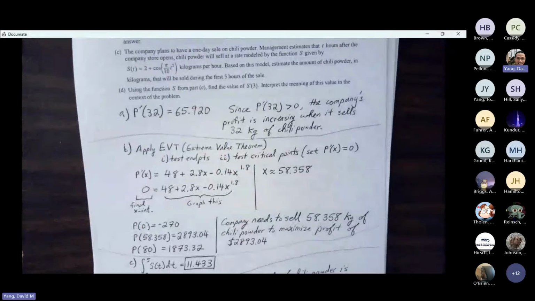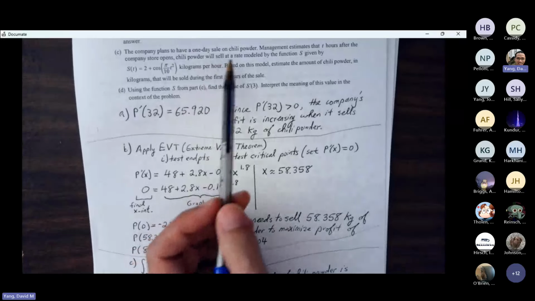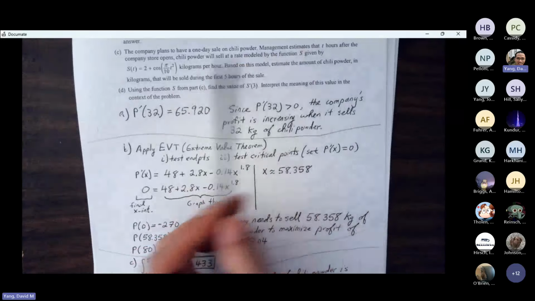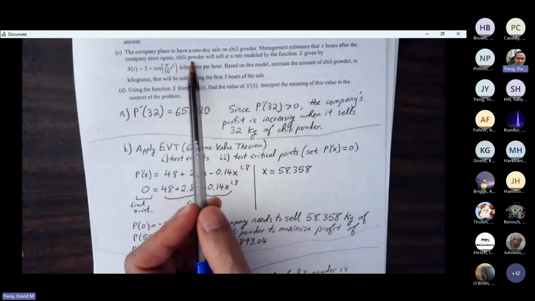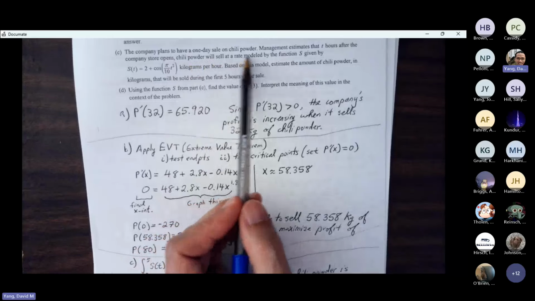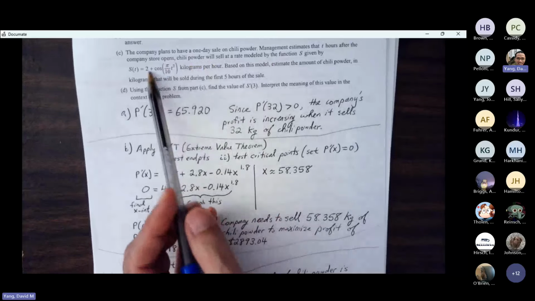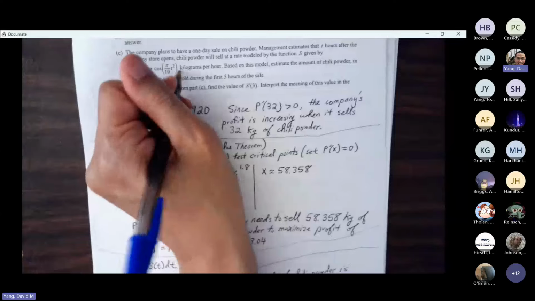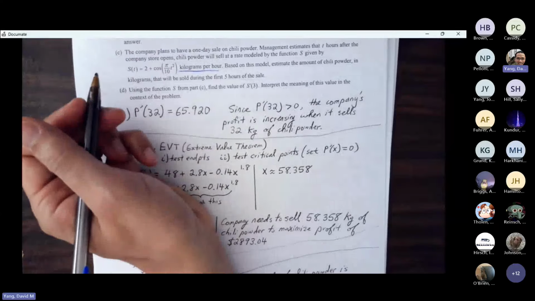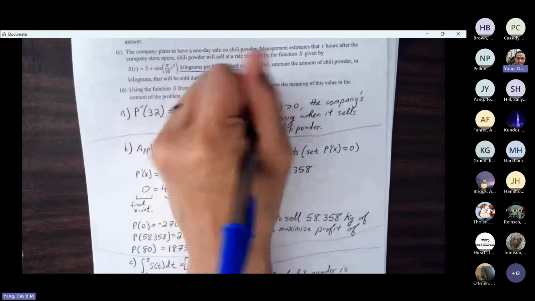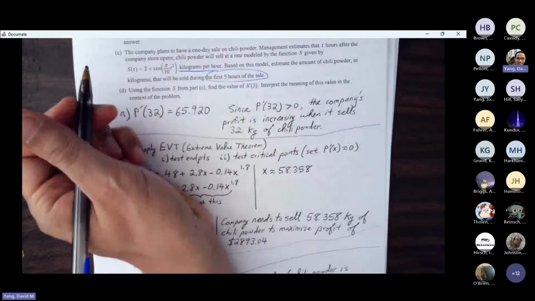Part C, company plans to have a one-day sale on chili powder. Management estimates that T hours after the company stores open, chili powder will sell at a rate modeled by the function given by S sub T, kilograms per hour. So this is the rate. Based on this model, estimate the amount of chili powder in kilograms that will be sold during the first 5 hours of the sale.